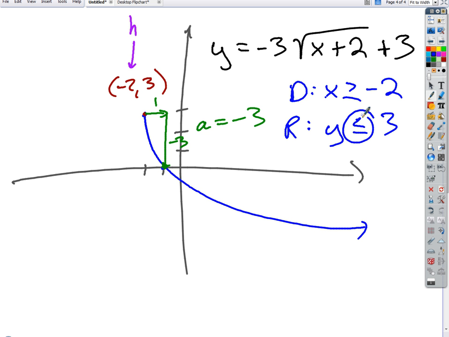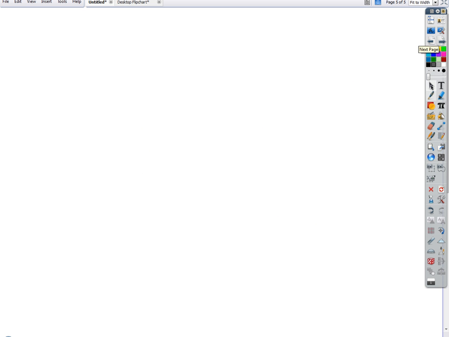Make sense? Okay. Now, easier than that, it seems like the cube root one would be harder, but it's actually easier because the domain and the range are always the same. What are they always gonna be? All reals, yeah.